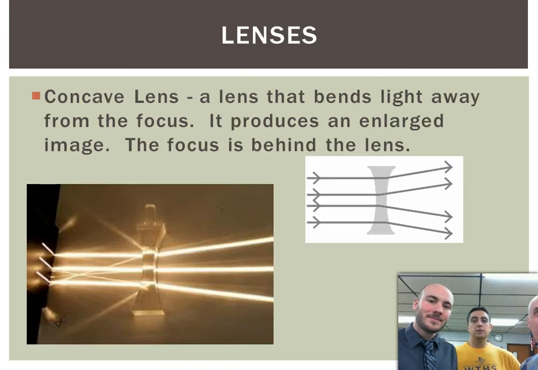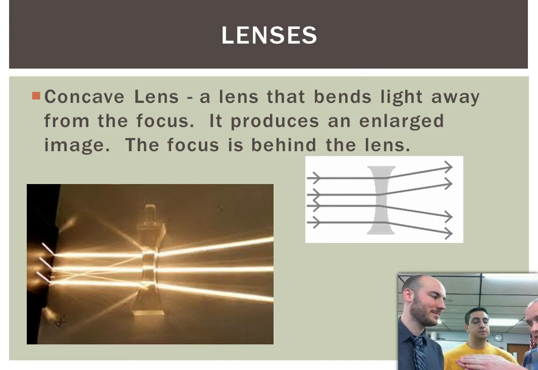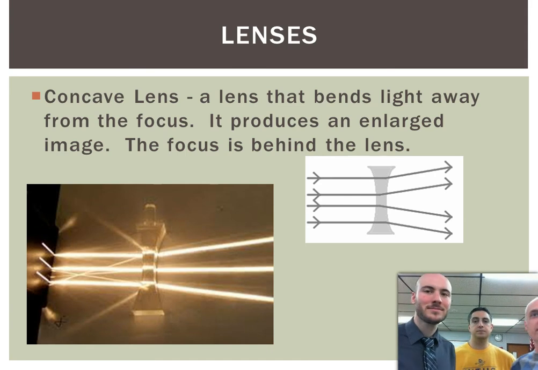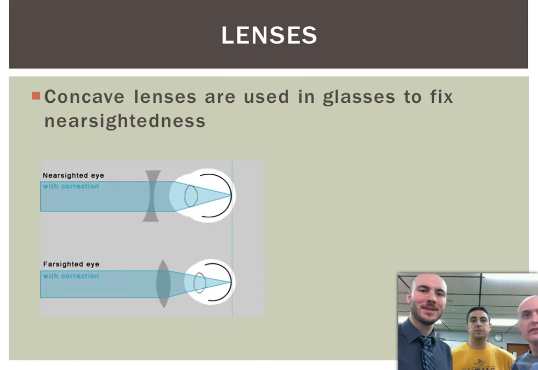Now, the opposite of that is a concave lens, and that's a lens that bends light away from the focus. So rather than bringing the rays together, you can see in the image, it hits and it spreads them out. So it shines through and then spreads out as it goes. It's the opposite. And the focus is behind the lens. Concave lenses are actually used in glasses to fix if you're nearsighted. If you're farsighted, you actually get a convex lens outside your eyes. It just has to do with where it sets that focus for you, what position.